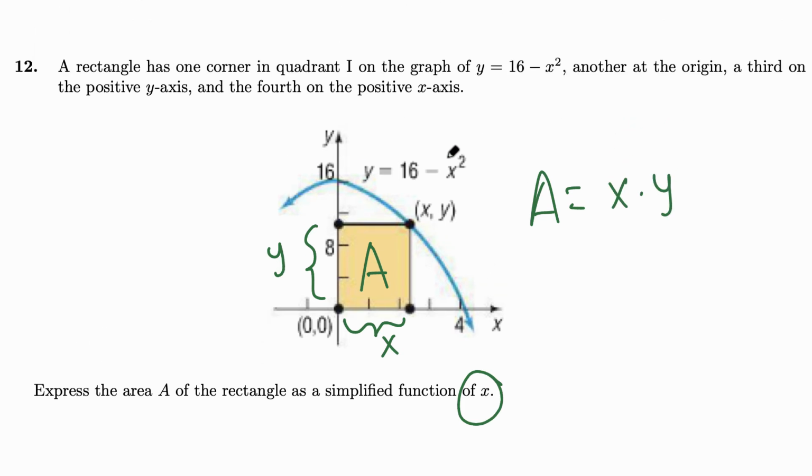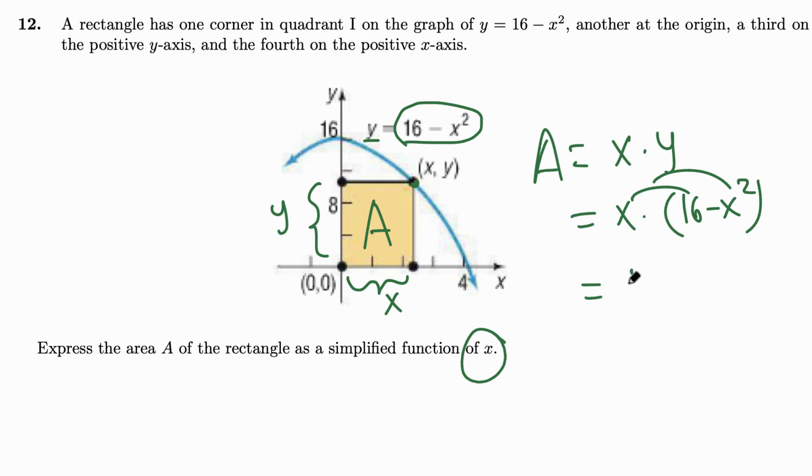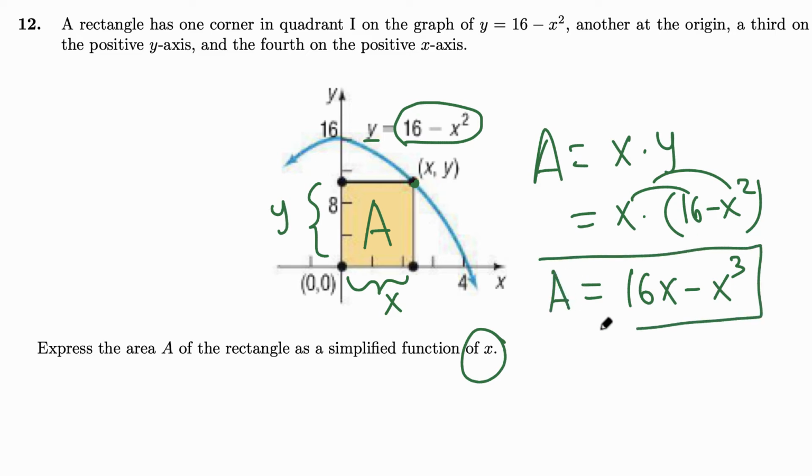But we are supposed to write this area only in terms of x, so y should be replaced by x. And this point lies on this curve where y is given by 16 minus x squared. So this is in fact x times y, which is x times 16 minus x squared. Now we need to distribute: 16x minus x cubed. That's it. So area is given by this formula for this rectangle.